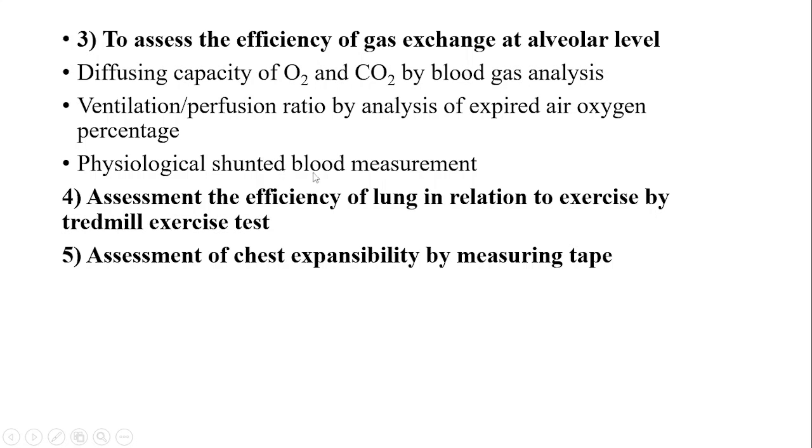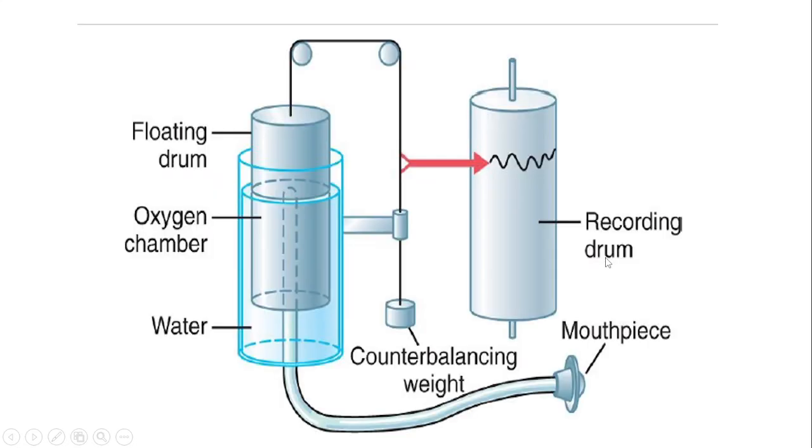And physiological shunt, we can also measure this. An assessment of the efficiency of lung in relation to exercise by the treadmill exercise test, and assessment of chest expansibility by measuring TEP. This is a diagram of a typical analog spirometer, but these are not nowadays used. Nowadays we use digital auto spirometer.